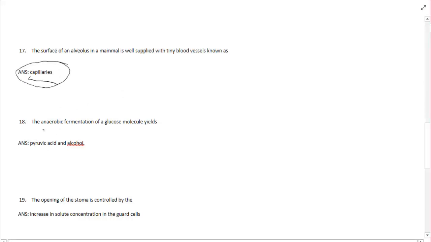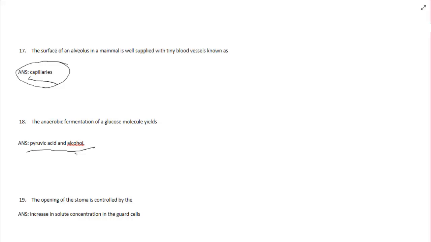Question number 18. The anaerobic fermentation of a glucose molecule yields what? The anaerobic fermentation of a glucose molecule yields pyruvic acid and alcohol. Now, aerobic respiration of glucose is a process in which oxygen is used to oxidize a sugar molecule inside the cell with the release of energy, carbon dioxide, and water, with 38 ATP.